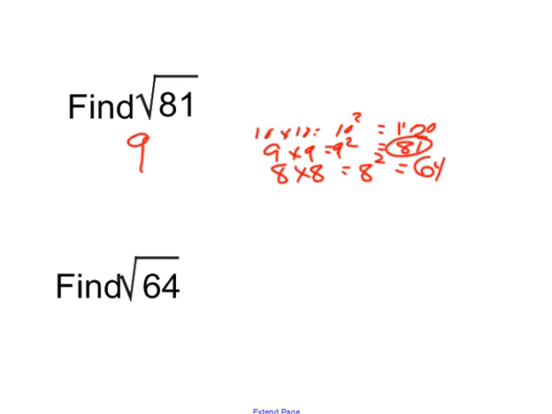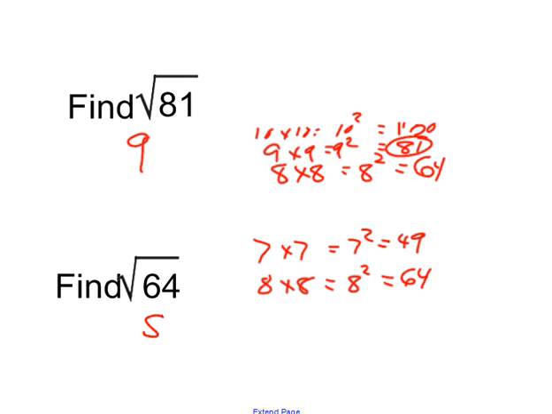You do the same kind of thing with find the square root of 64. Let's try 7. 7 times 7 is 7 squared, or 49. That's too low. Let's move up. Let's try 8 times 8, 8 squared, and that does work out to be 64. So the perfect square root of 64 is 8.